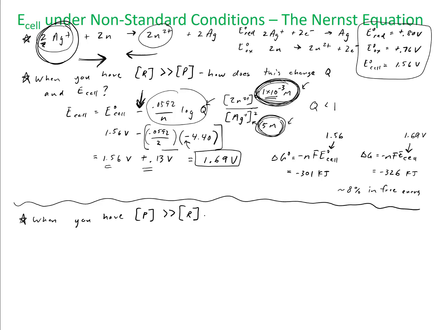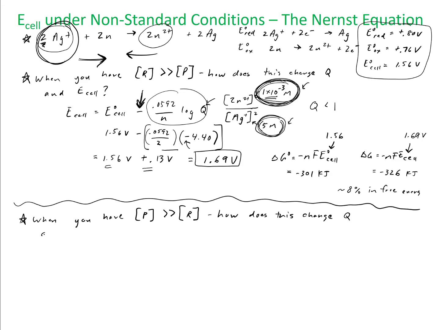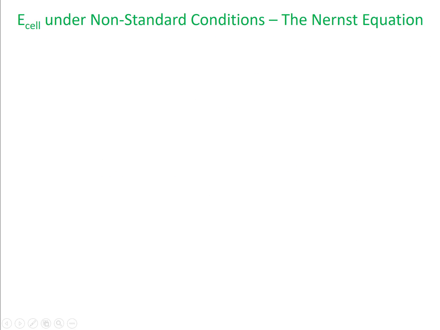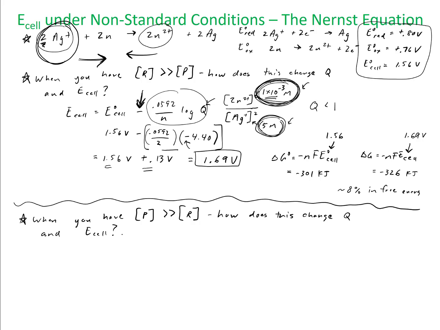So what happens if you have this? How does this change Q and Ecell? Okay, so if I do the same analysis, but I reverse it. So what if this time my zinc concentration goes up to 5 molar?